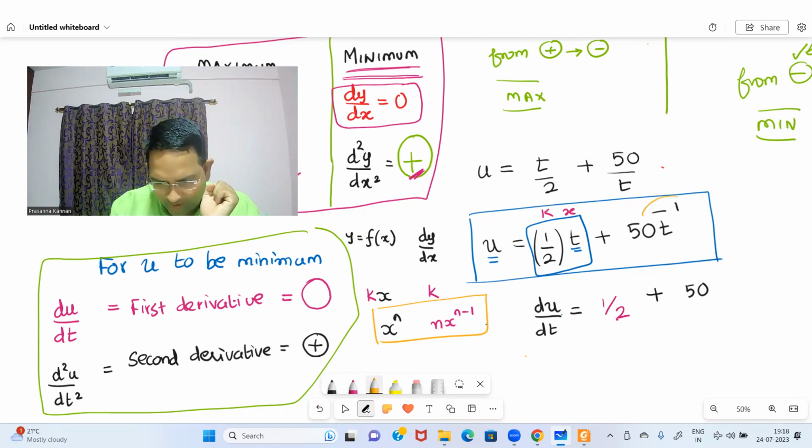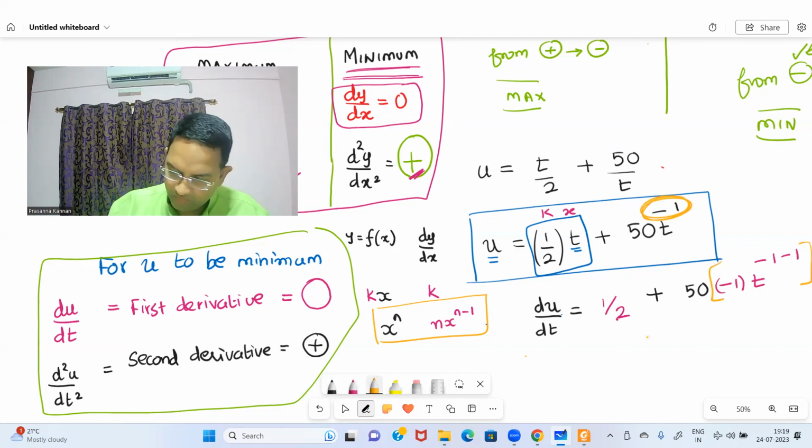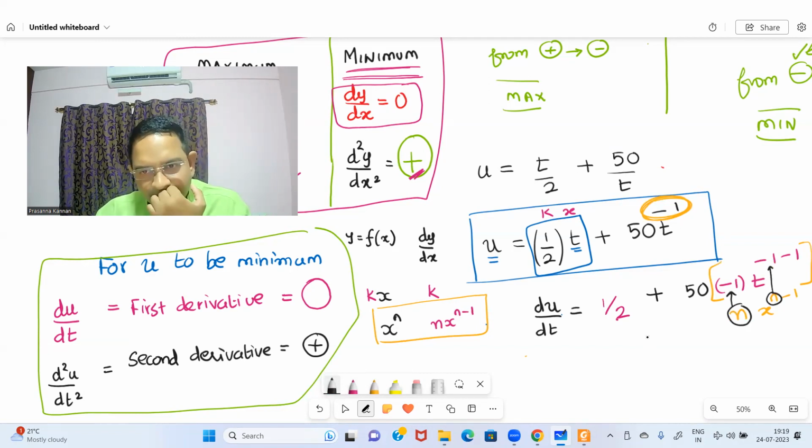What is your n here? T is x. What is your n? Minus 1. So the answer is minus t to the power minus 2. Correct. So minus 1 times t power minus 1 minus 1. Understood or not? n x power n minus 1. What is n here? Minus 1. Are you getting it? Good.